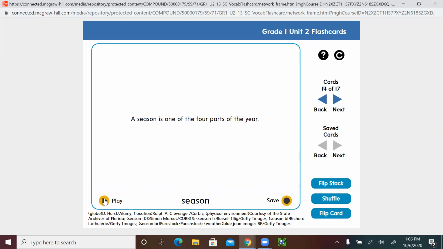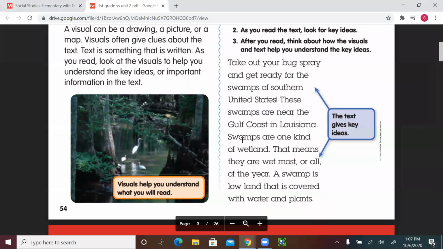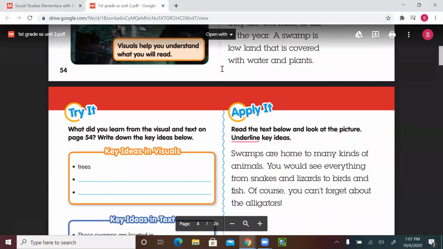A season is one of the 4 parts of the year. A symbol is something that stands for something else. Transportation is the way people move from place to place. Weather is how hot, cold, wet, or dry it is outside. All right, so these are the words that we're going to cover for this unit, and we learned their definitions. Okay, let's go to page 55.